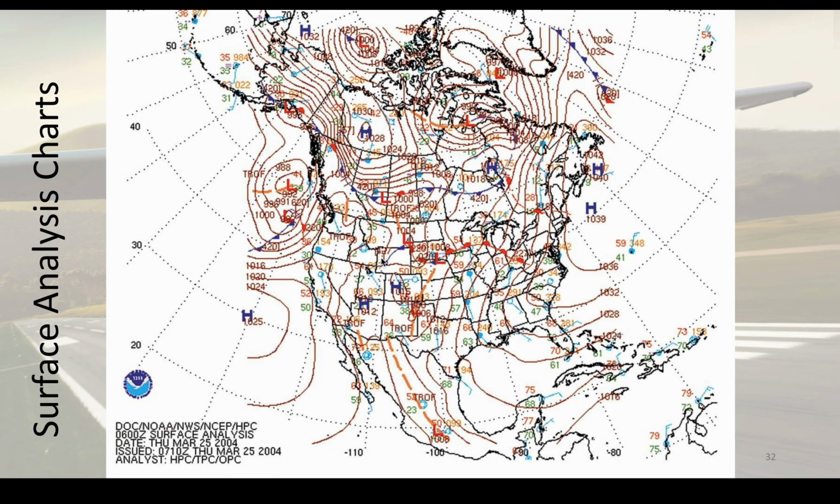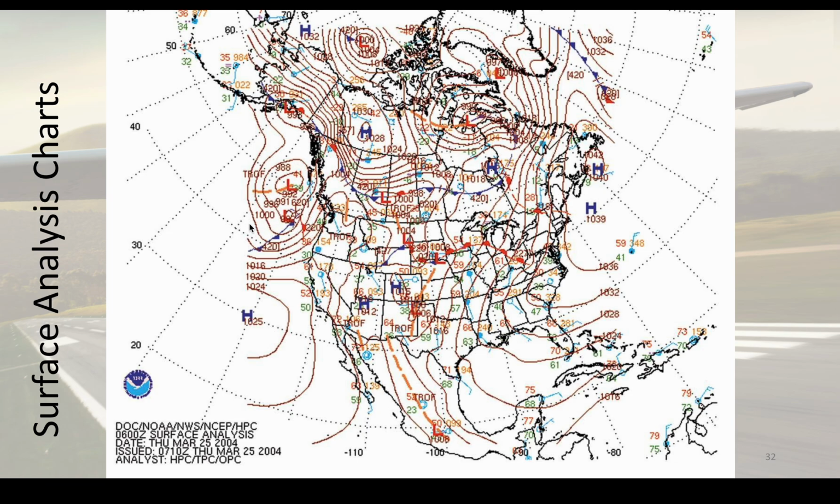This is a surface analysis chart. This is one that I use actually quite a bit when I'm flight instructing, or even when I was working as a commercial pilot, because this shows me large air masses, where they are. So if I'm flying from one state to another, and I'm flying from high pressure to high pressure, these lines are pressure gradients, and when pressure gradients are far apart, it means little to no wind, and when they're really close together, it means high winds.